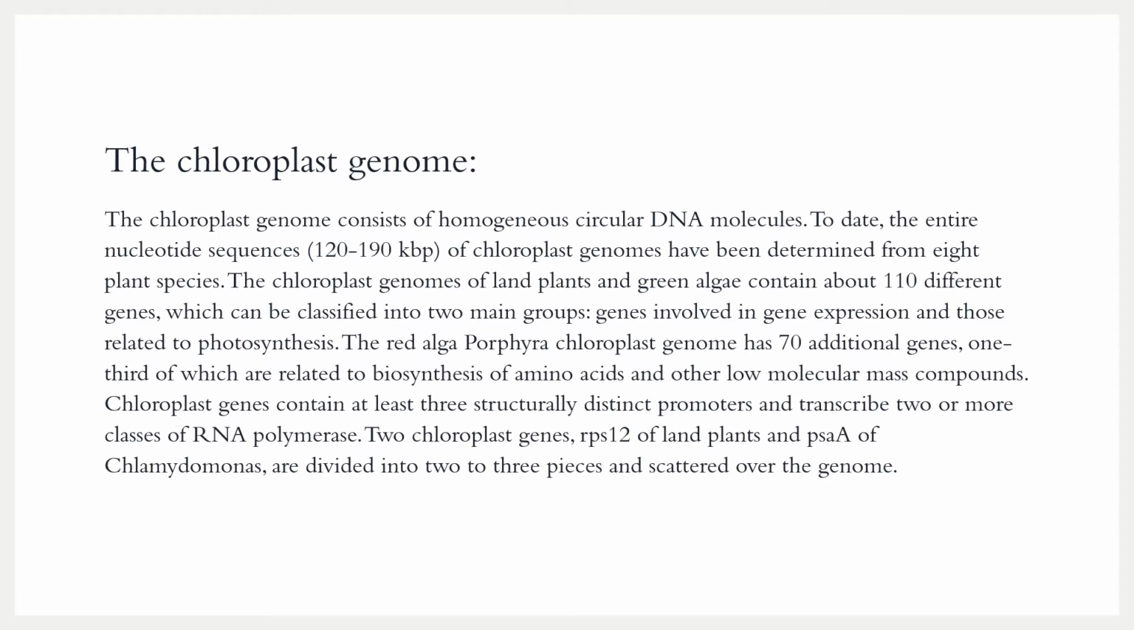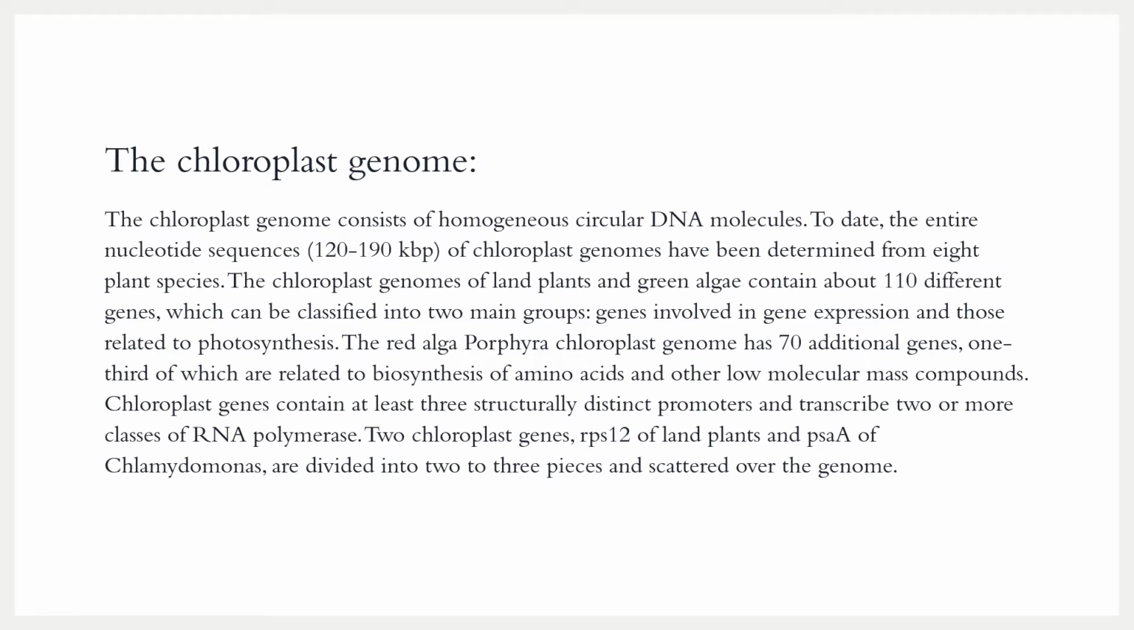The chloroplast genome consists of homogeneous circular DNA molecules. To date, the entire nucleotide sequences of chloroplast genomes have been determined from 8 plant species. The chloroplast genomes of land plants and green algae contain about 110 different genes, which can be classified into two main groups: genes involved in gene expression and those related to photosynthesis.